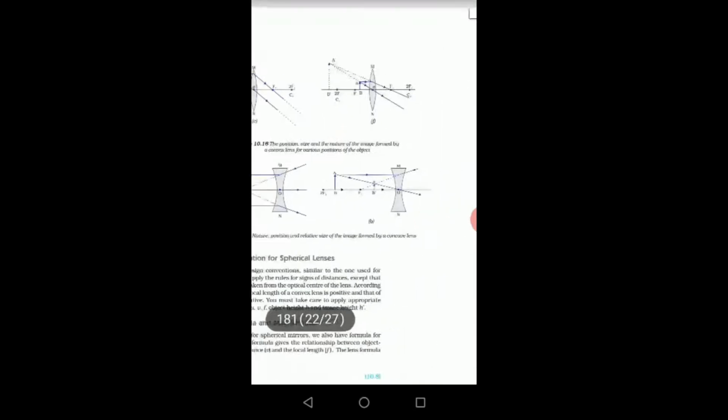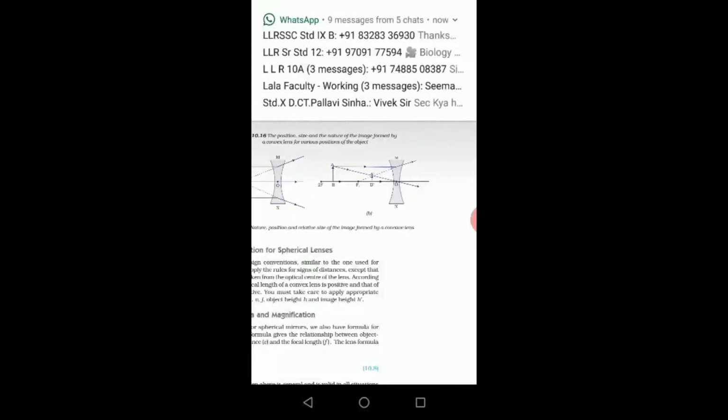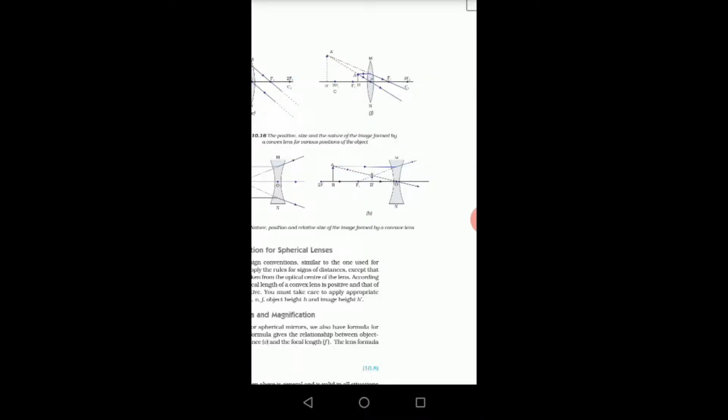And last situation, when an object is placed between optical center and focus, the image is formed at the same size as the object, virtual, erect, and highly magnified. See the figure number F, figure number 10.16 F.